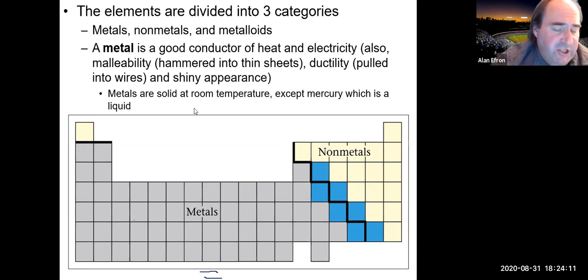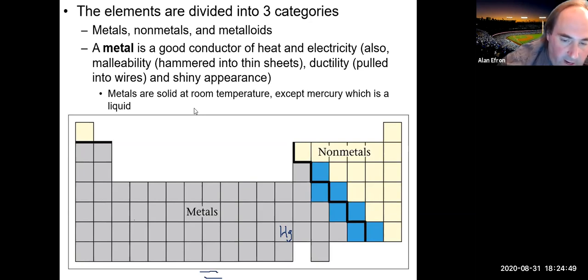Metals typically are very shiny. Pretty much all metals are solids at room temperature. The only exception is mercury. Mercury is a liquid at room temperature, and on a lot of periodic tables you'll see mercury, which is Hg, in almost a different color for its letters. On this periodic table, mercury would be somewhere in that ballpark, right about there. And mercury is, again, a liquid at room temperature. All the other metals are pretty much solids at room temperature.